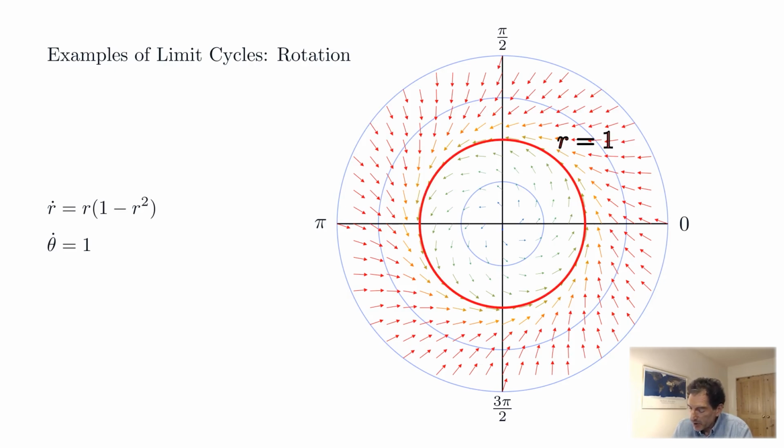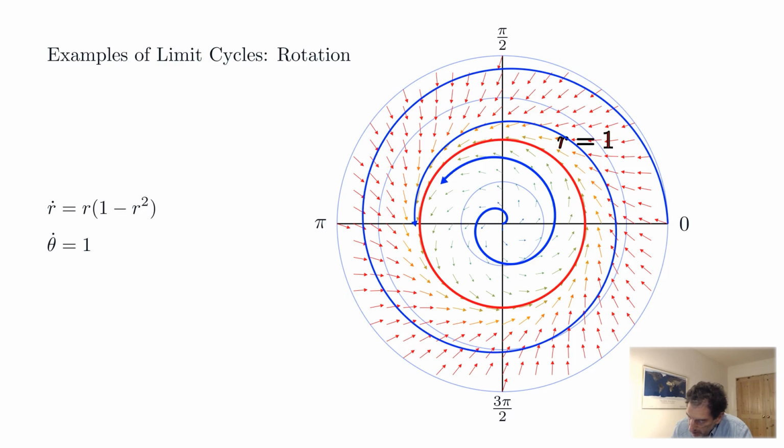theta is always increasing. So we start somewhere inside, we're going to flow to the stable cycle at r equals 1. If we start somewhere outside, we'll spiral inward until we hit the stable cycle. So this is a trivial example of a stable cycle.